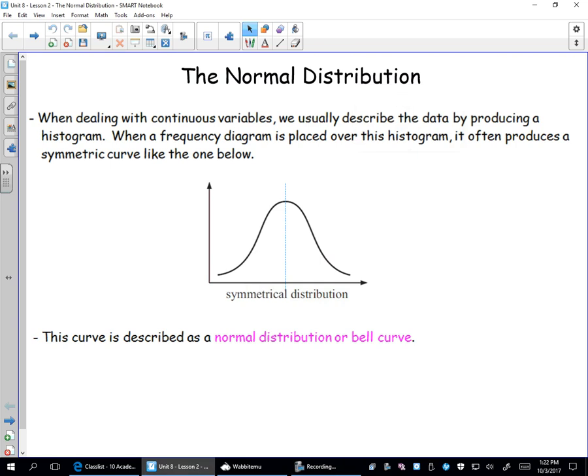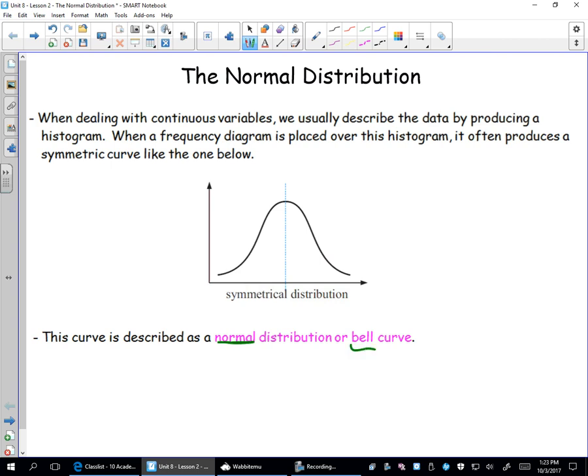In this lesson, we're going to take a more in-depth look at the normal distribution, our standard curve for continuous variables. We mentioned yesterday that when we have a whole bunch of data, things we measure, continuous data, we can often make a histogram, and then if we put a curve over that histogram, we get this lovely shape below that we call symmetrical or normal. So if you hear me talk about the word normal, I mean this shape.